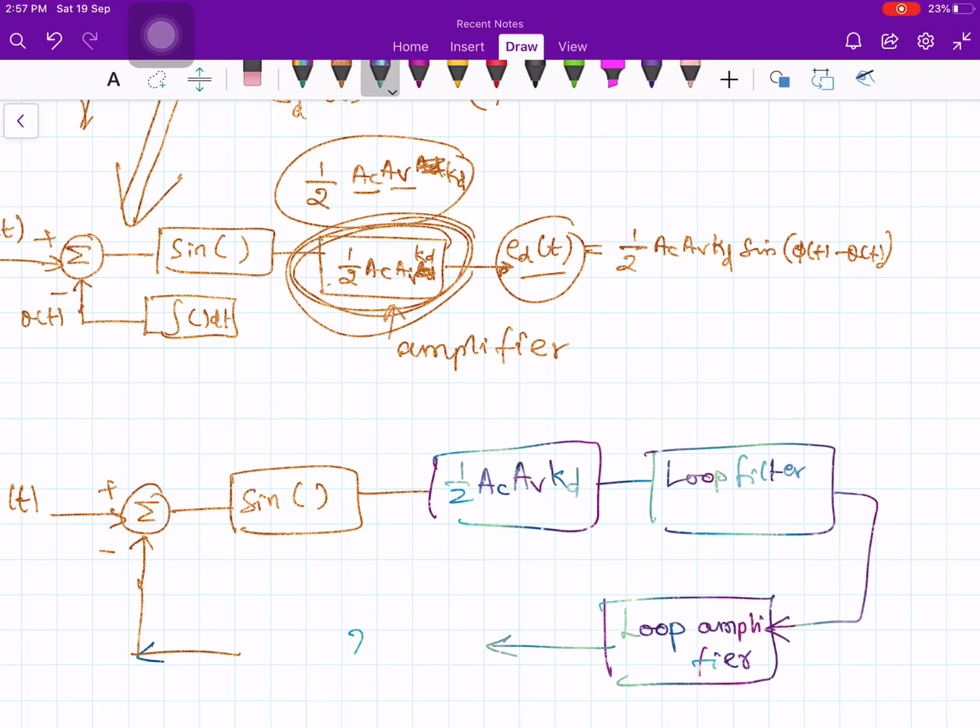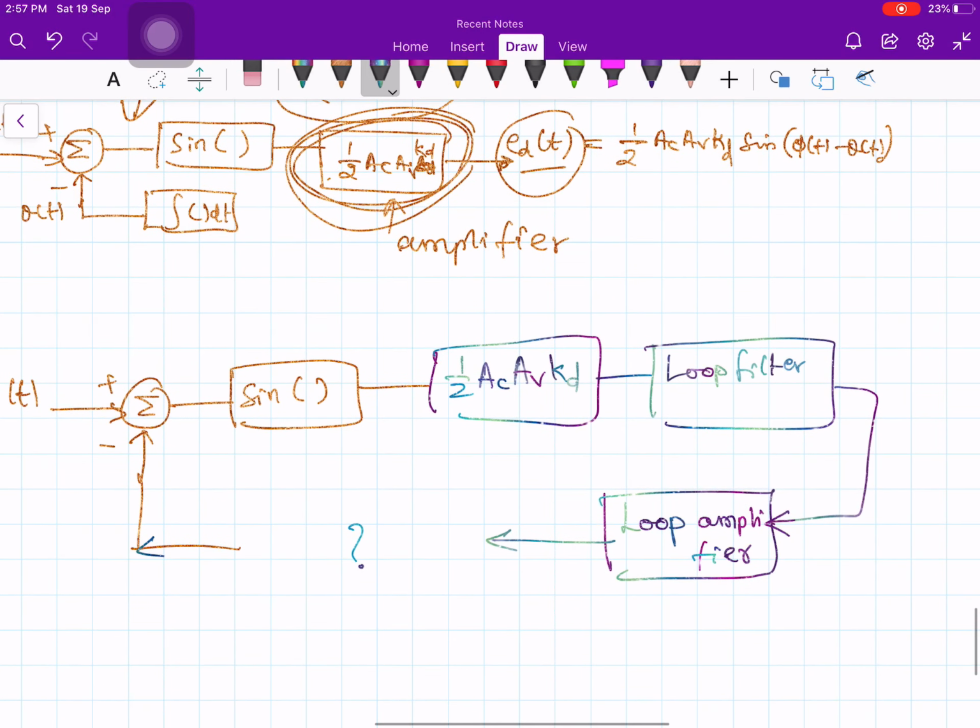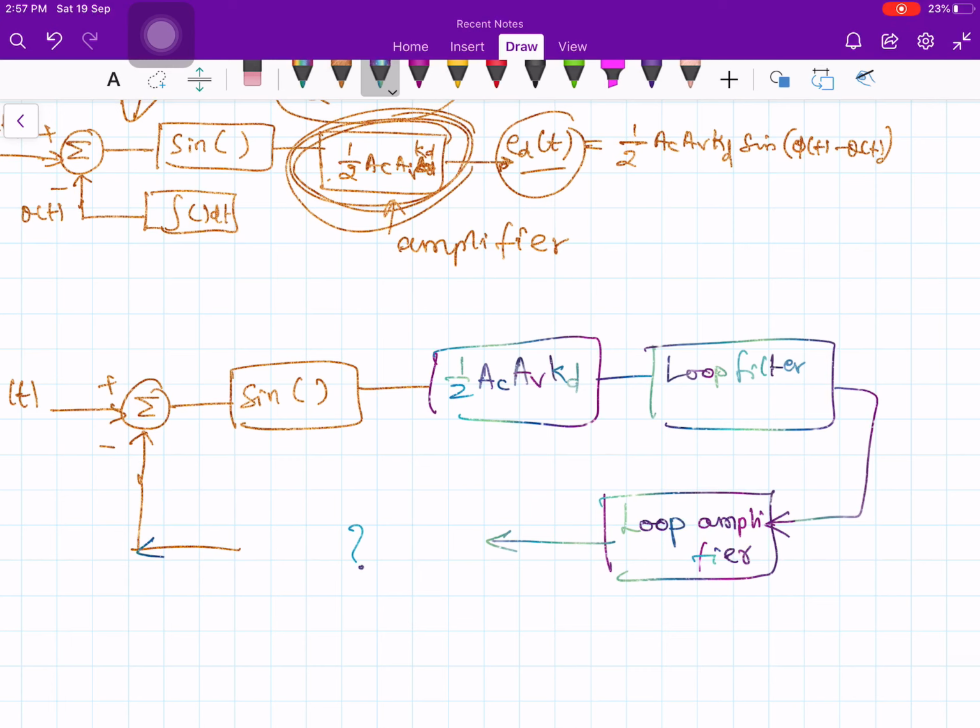And now what should I put here? Okay, we have the loop filter. The output of the loop filter is given to the amplifier. Let us say the amplifier has some gain mu. Its gain is mu. And now what should I put in between this point and this point? What should I put? And this point is theta of t. Now what should I put to close the loop?